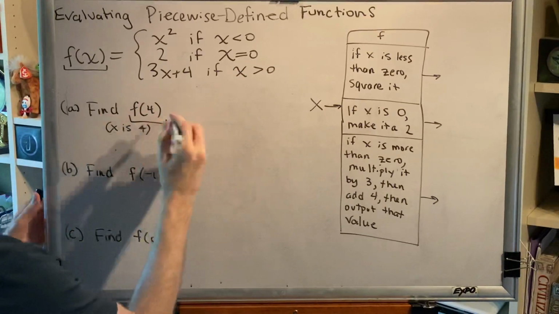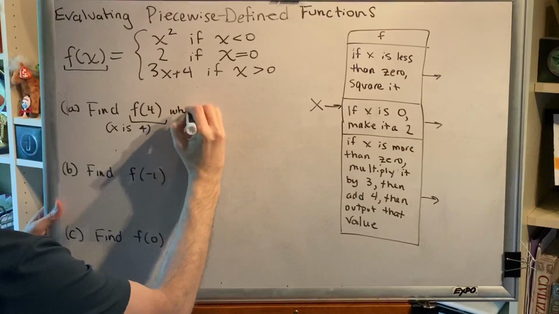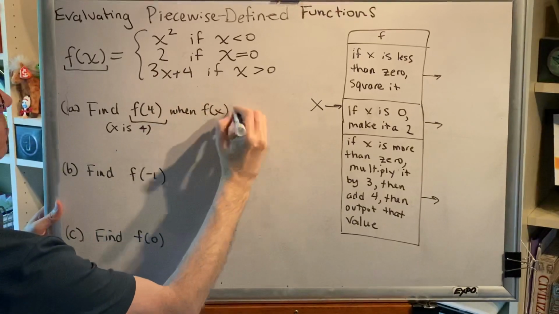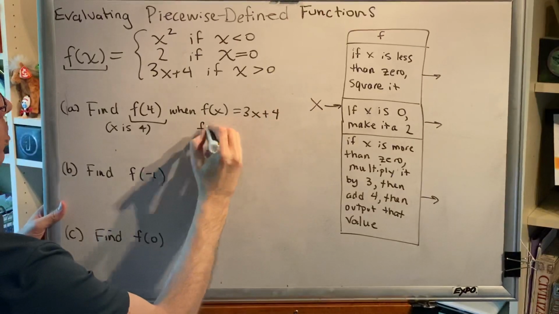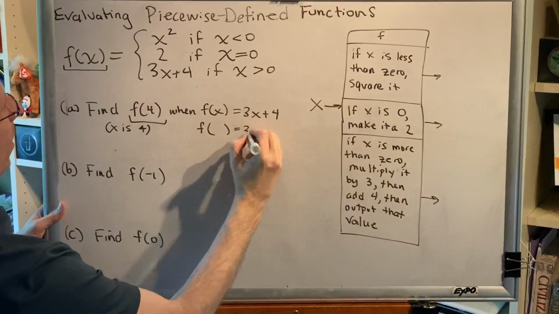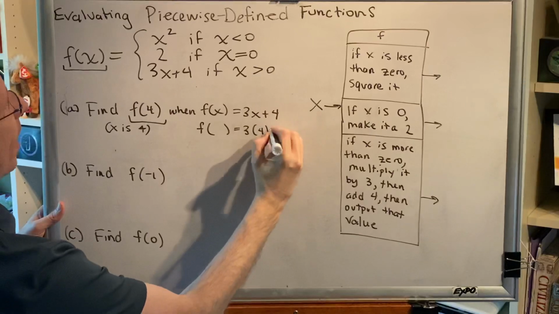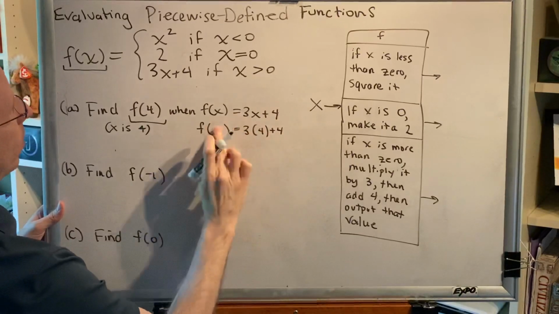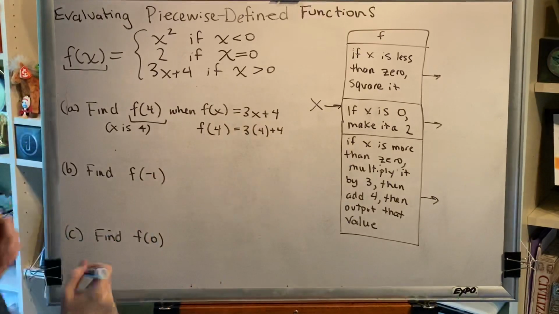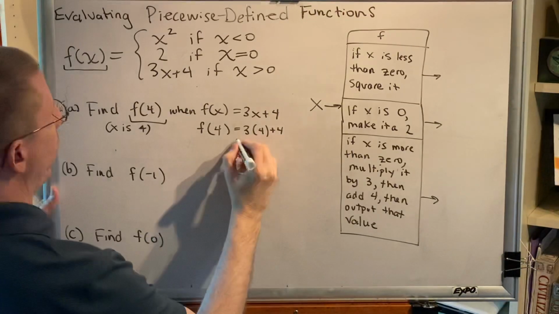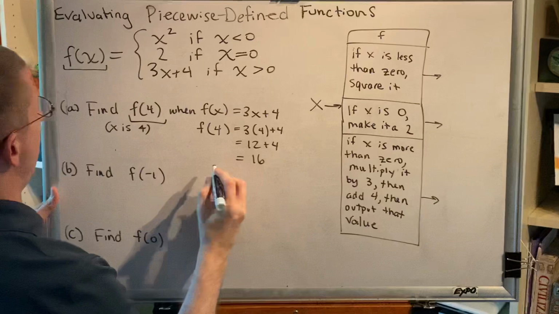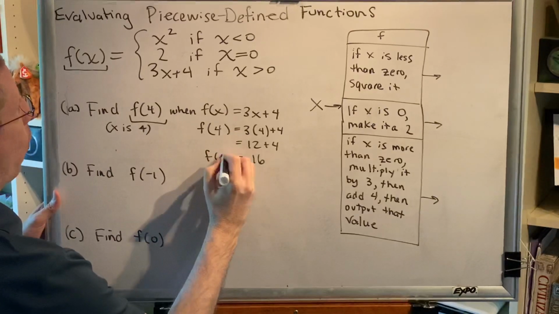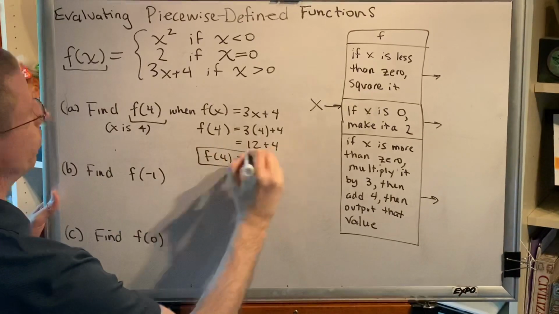So find f of 4 when f of x equals 3x plus 4. I'm going to turn every x into a 4, and I'm going to use parentheses as required. So I get f of 4 is equal to 3 times 4 plus 4, which is equal to 12 plus 4, which is equal to 16. So I get my answer. f of 4 equals 16.